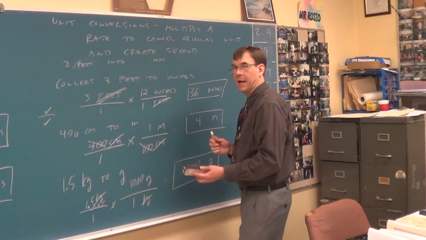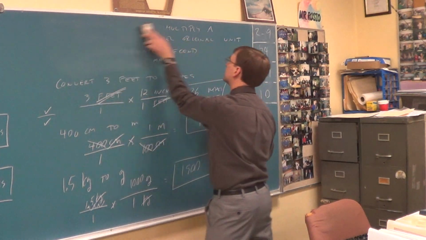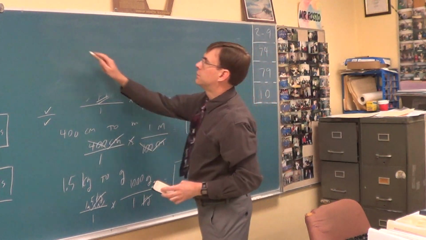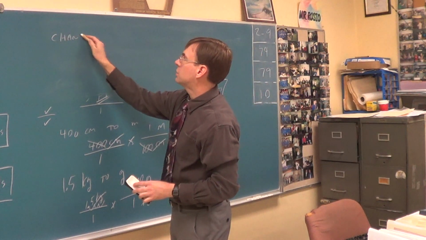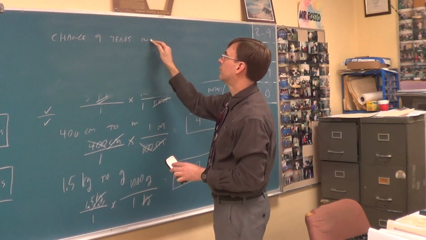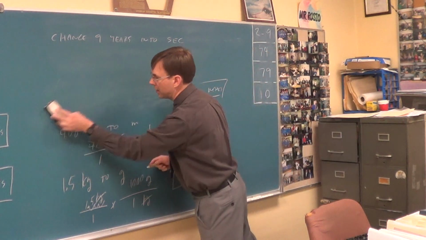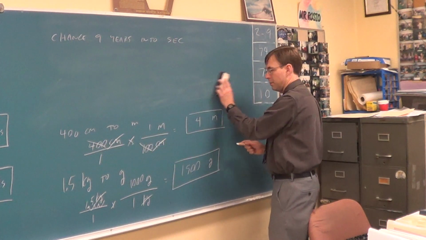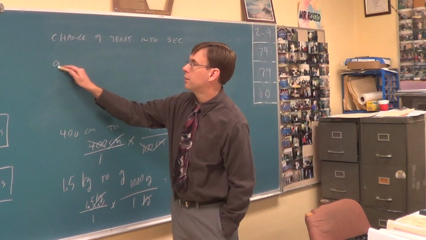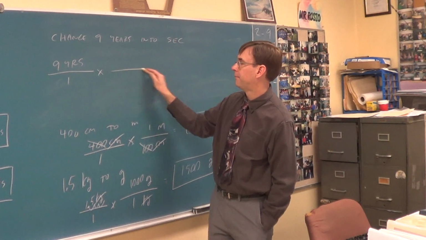Pick a number 1 to 10. 9. So let's say I ask you to change 9 years into seconds. You're not going to be able to instantly common sense that one. That wouldn't go well. But if we want to do the system, we'd go 9 years over 1.